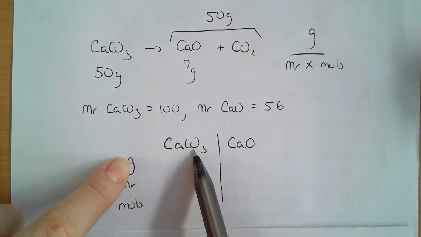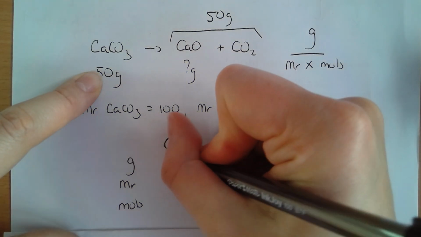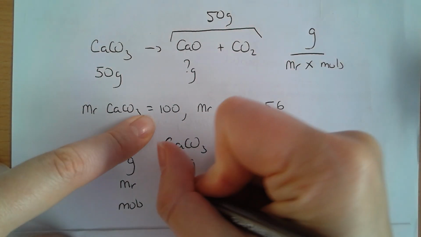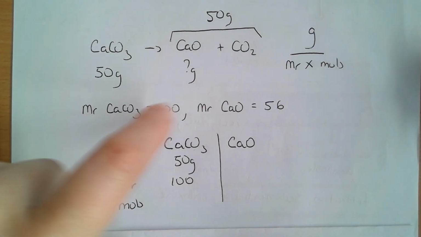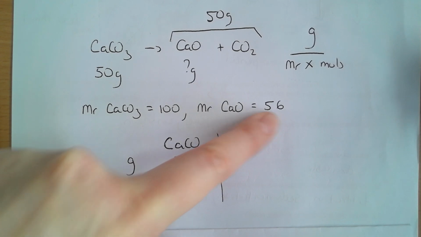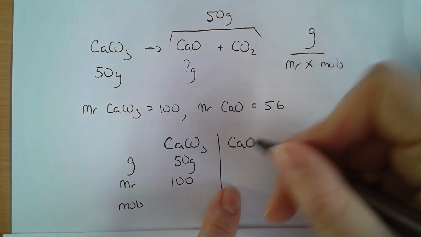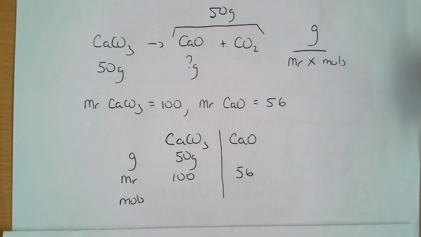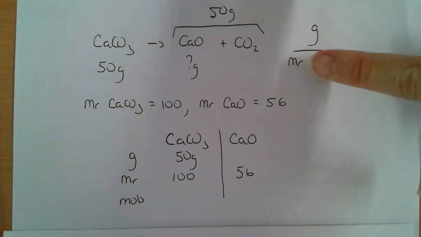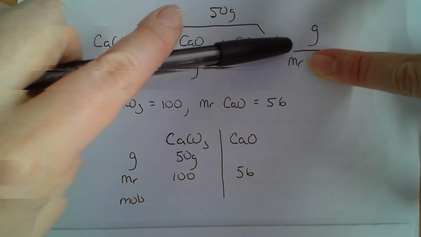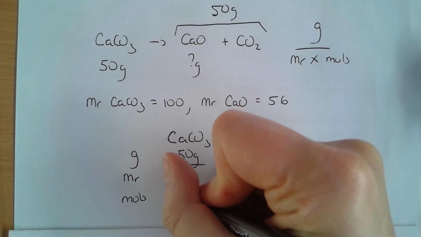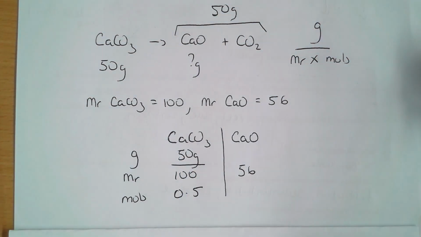Now the G of calcium carbonate is given to me in the question. It's 50 grams. The Mr of calcium carbonate is also here. It's 100. The other number I'm given is the Mr of calcium oxide, 56. That will go here under Mr of calcium oxide. So that's all of the numbers from the question filled in. I'm now going to use my formula triangle to do the third line. From my formula triangle, if I cover moles, I see G divided by Mr equals moles. So I've got 50 grams divided by 100. That gives me 0.5 moles.